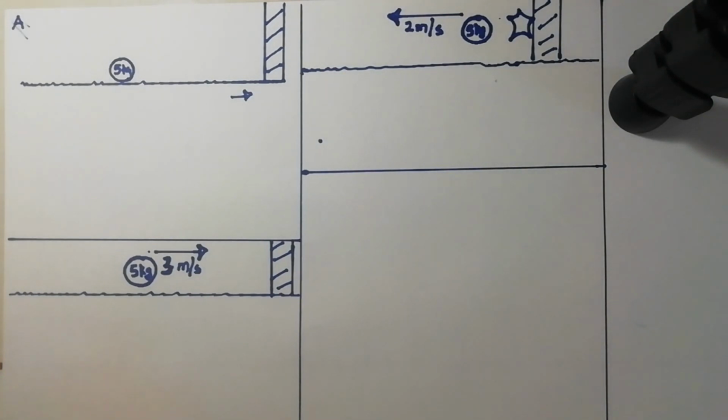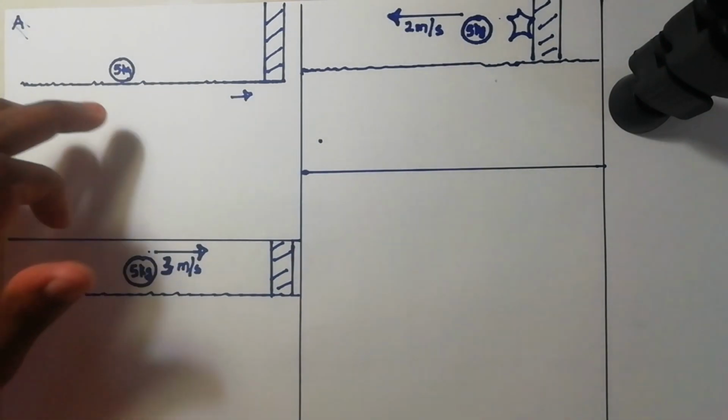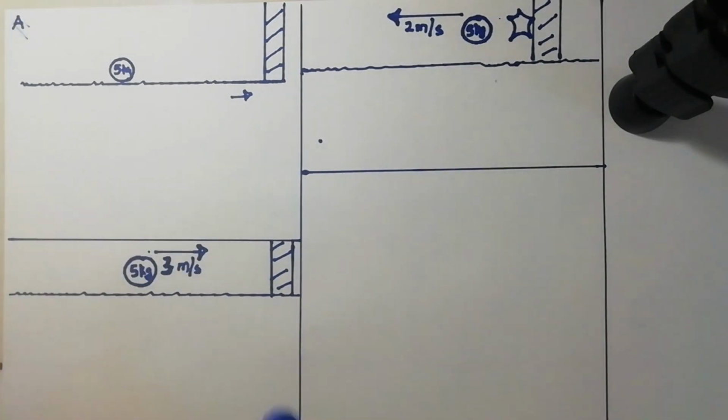So here we have three cases based on the calculation of momentum. We're going to look at the first case, followed by the second case and the third case later. You have a 5 kg ball at its rest state, stationary, meaning it's not moving. Its velocity is 0. Calculate the momentum of this particular 5 kg ball.